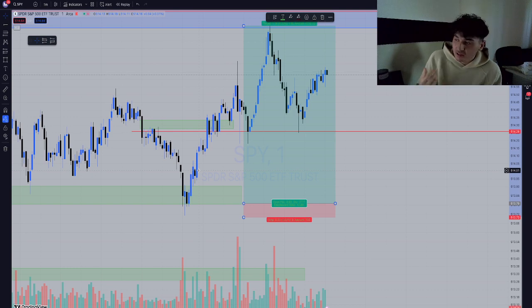So I'm only going to leave my runners continuing to move in my direction if it obviously does move in my direction. And if it doesn't move in our direction, it doesn't matter because we only have a small piece of our position left. We only have runners left. So let's say those runners turn red or those runners go to break even. It doesn't affect us as much because we already took 2 trims and locked in profits.